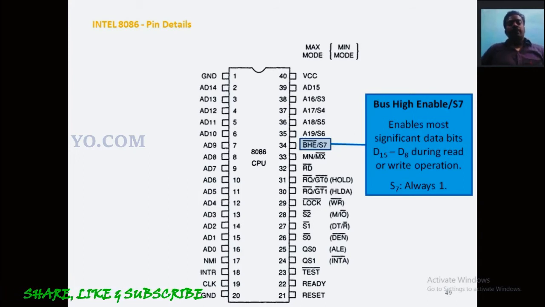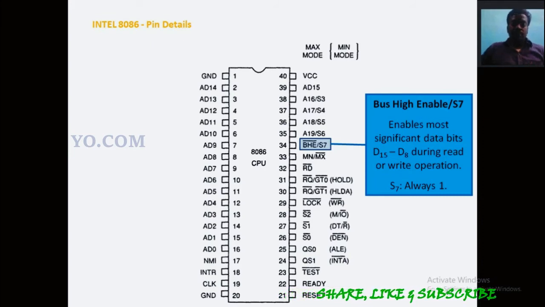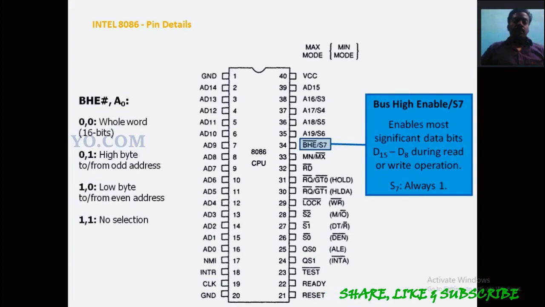We have 16-bit data. Half of the 16 bits is 0 to 7 and 8 to 15. In that, the higher half, 8 to 15, is enabled during read and write operations. That is bus high enable. Why do we say bus high? Because we are enabling the higher order or most significant bits, that is D8 to D15. And S7 is always 1, that is a status.